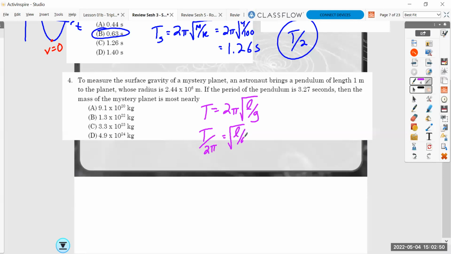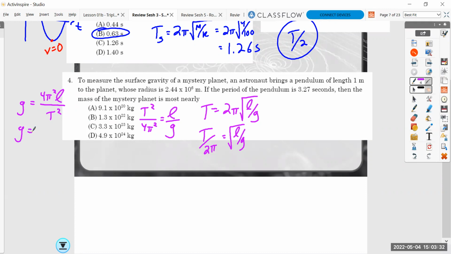Root L over g. We'll square both sides, which gets us t squared over 4 pi squared equals L over g. Now, if I'm rearranging this, I'm going to multiply g over and then get rid of everything else. So I'm going to get g equals 4 pi squared times L, all over t squared. There's a variety of other ways to calculate it, but this is the way that I would like to do it.